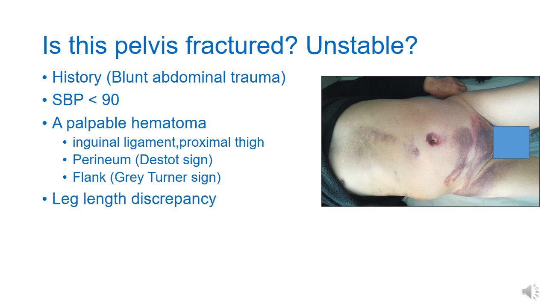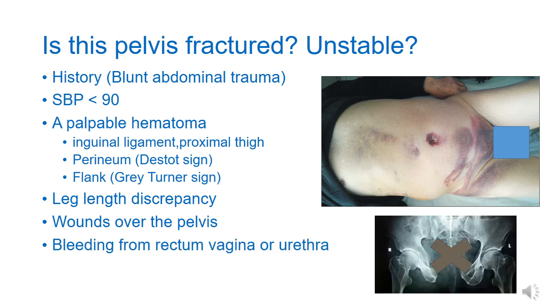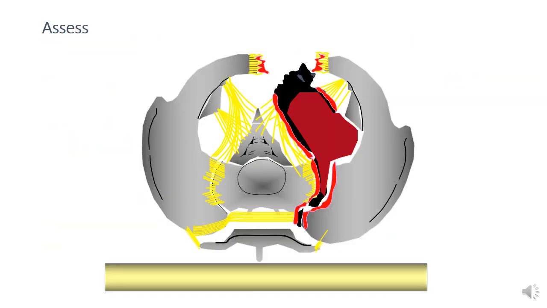Also, if you have leg length discrepancy, it means that we may have a deformity caused by pelvic fracture. And of course, if you have wounds around the pelvis, especially from the hidden areas, from the rectum, vagina, and urethra. Still, we don't have x-rays. We don't need x-rays in this situation. We need to save the patient's life first.